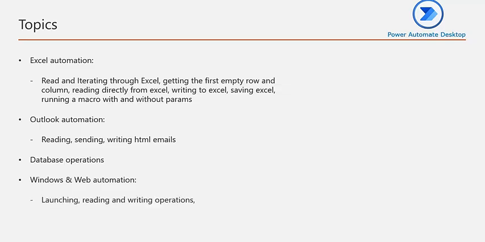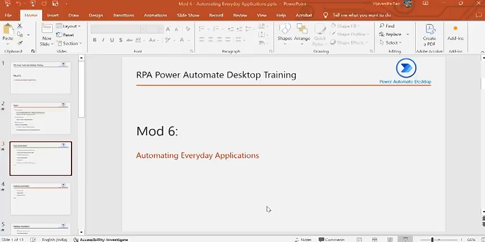Launching a web page, launching a desktop application, reading and writing operations to these applications. And apart from the conventional reading, writing, launching operations, there are some important Windows and web automation actions that we are also going to see in this module. So beginning with the first daily used application, Excel. Let's see reading and iterating through Excel data.